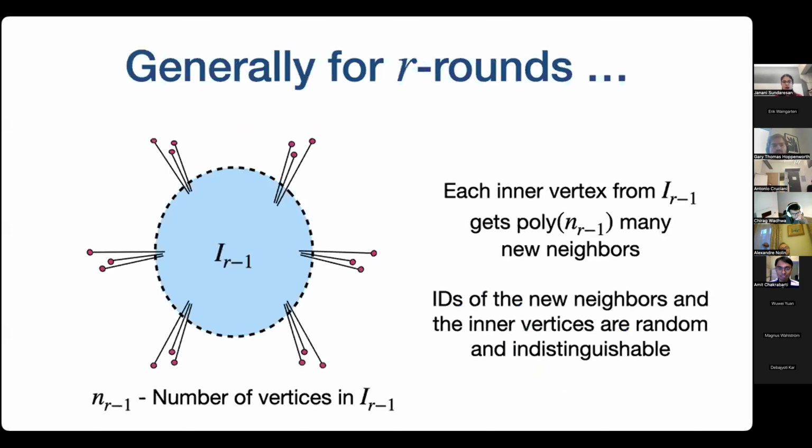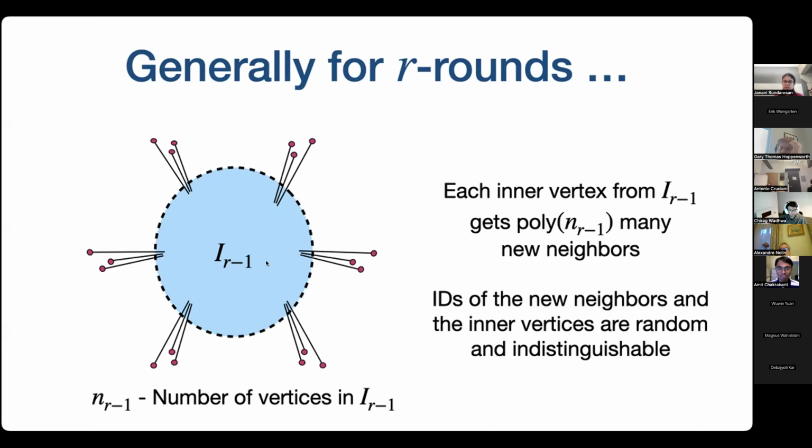And more generally for R rounds, this is what we're going to do. Take a smaller R minus one round instance, take each of the vertices of this instance and just flood it with a bunch of useless neighbors. All of them are going to have degree 1. If n_{R-1} is the number of vertices, then the total number of edges that each inner vertex is going to get is going to be some polynomial in n_{R-1}. So this is going to be super large. And one thing I want to stress here, the IDs of your new neighbors which you've added, which are the pink vertices, and the IDs of your inner neighbors are going to be indistinguishable.